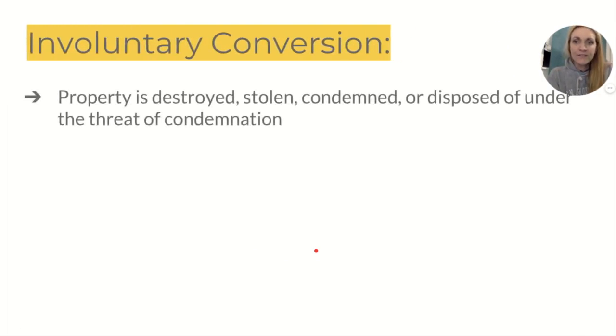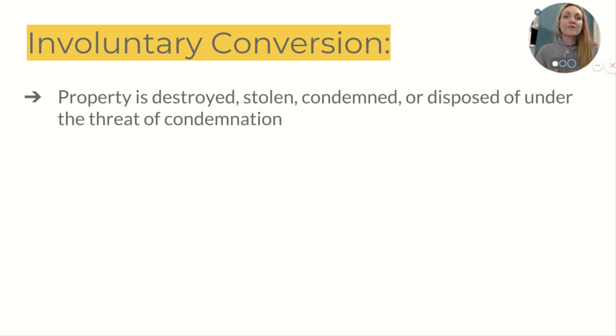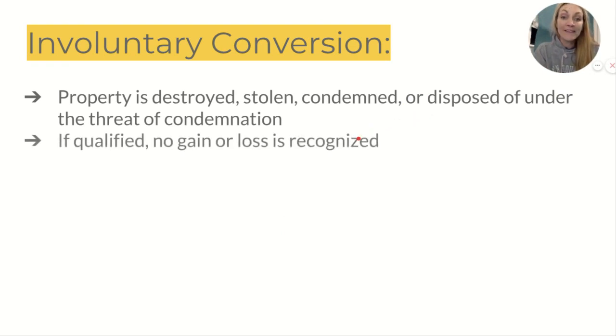Involuntary conversions. So this is the technical definition here. Property is destroyed, stolen, condemned, or disposed of under threat of condemnation. The most common thing that happens is that like state governments or various governments will take land in order to build some sort of public works. Of course, this is a huge issue with Trump's wall, is that they have to take so much property from owners of the property without necessarily having their consent.